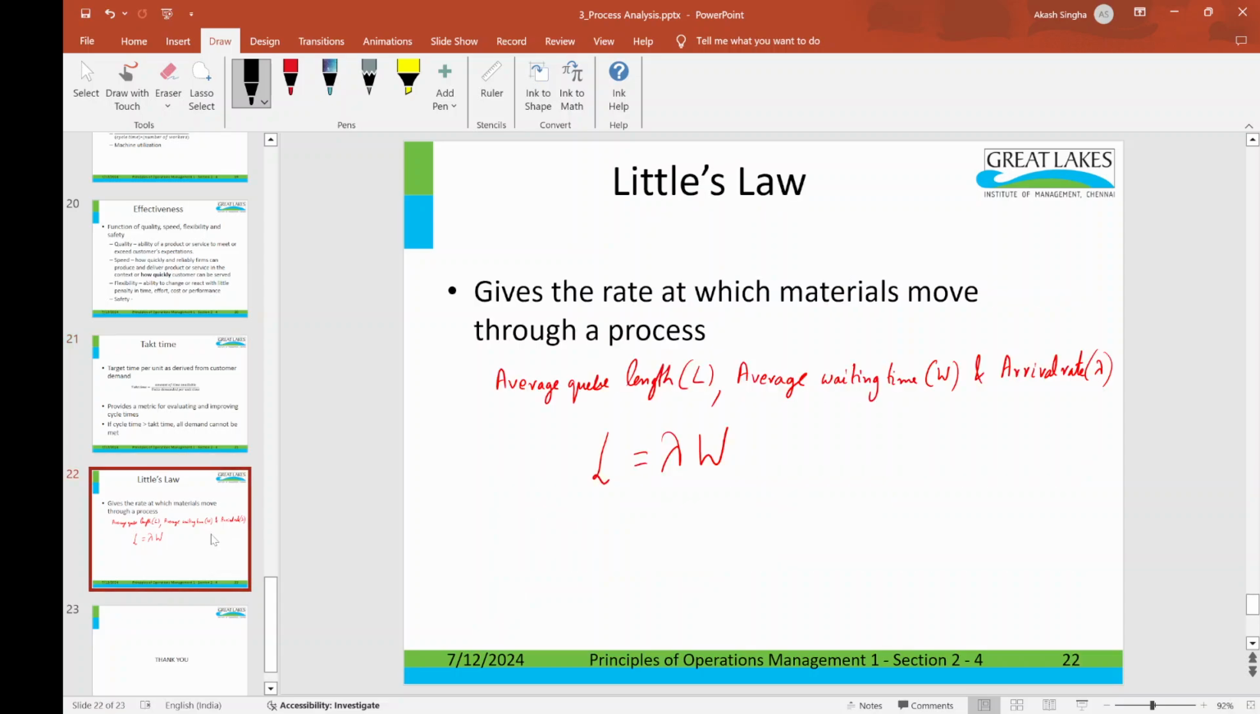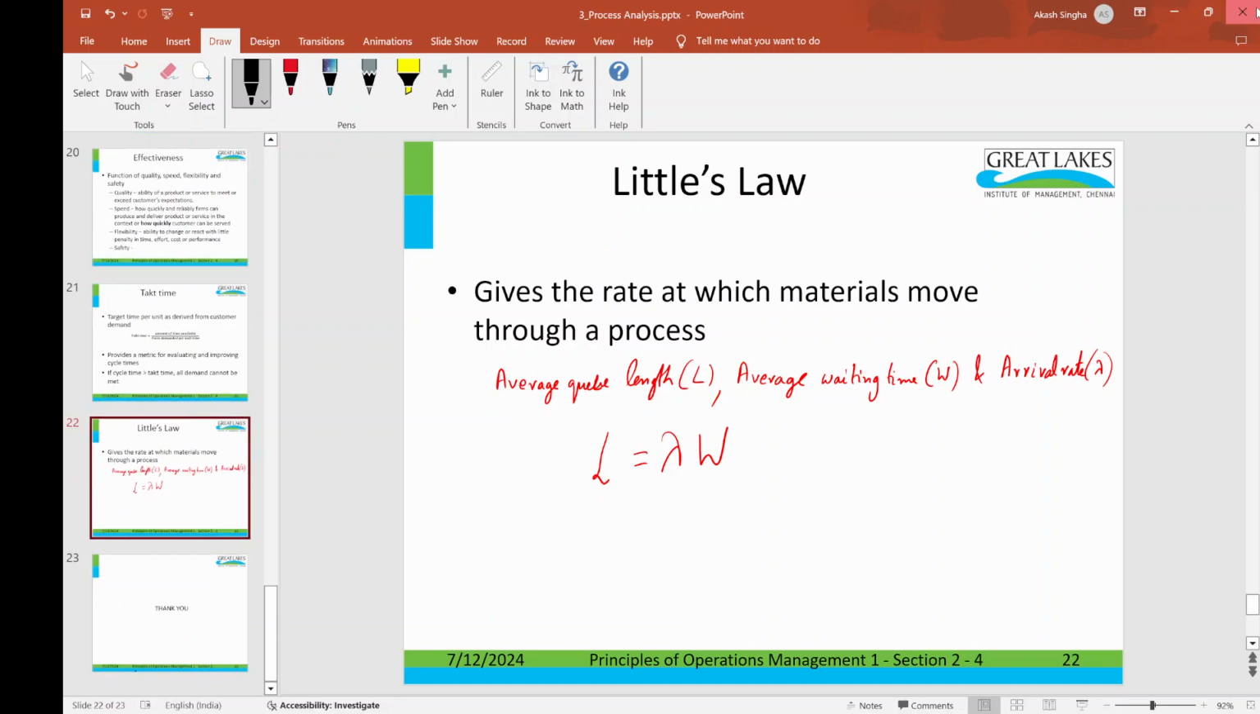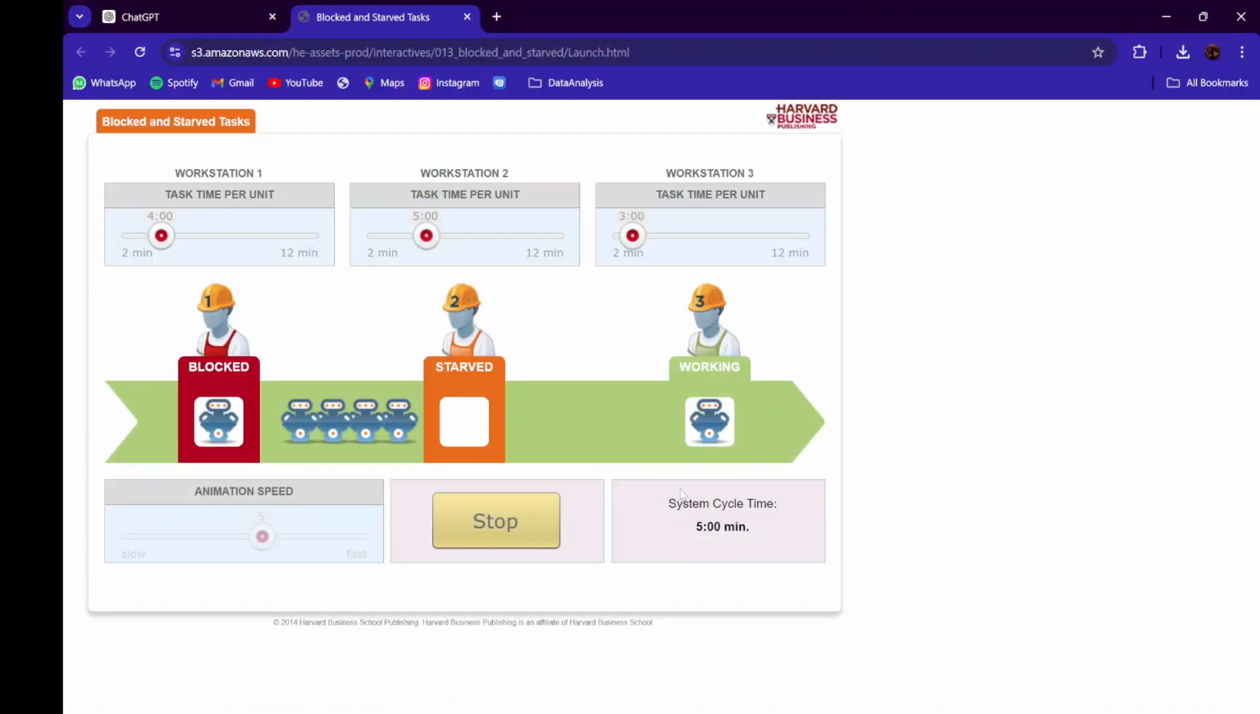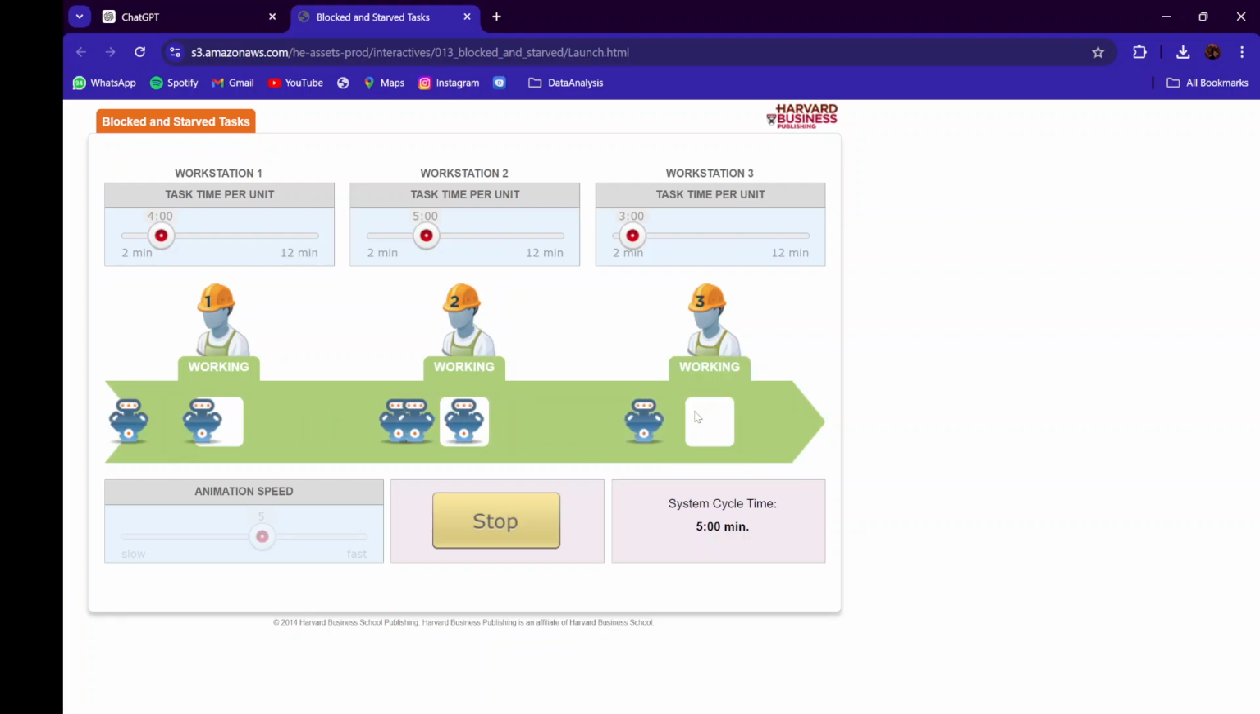Then there's Little's law, which gives the rate at which materials move through a process. Average queue length equals average waiting time times arrival rate. Not much in this too. This is how starved and blocked look; you can check through this link. This one is starved because the bottleneck is in between. It will be starved at some point, but now this one will be blocked because the bottleneck is in between.